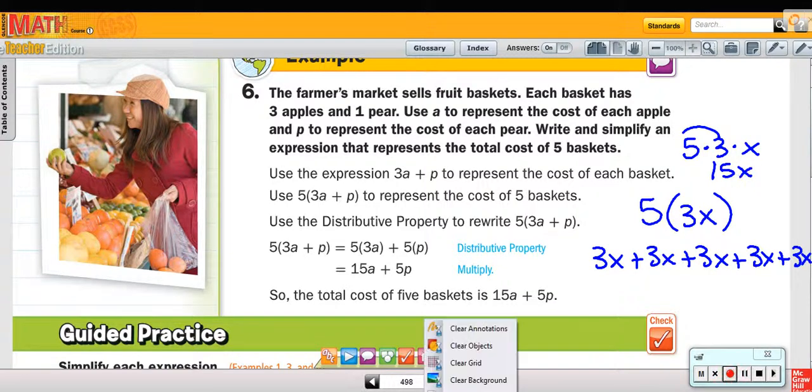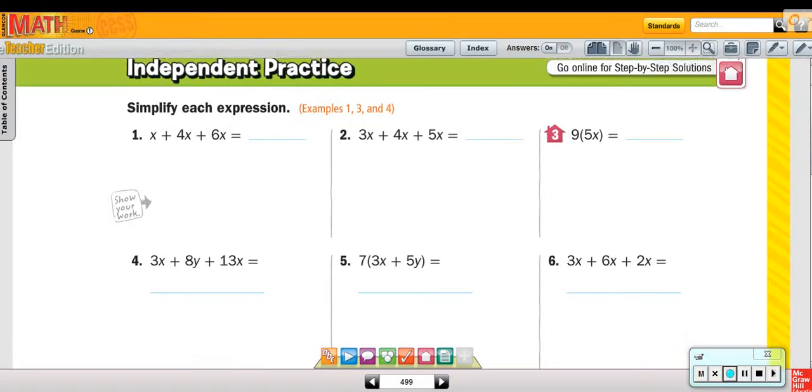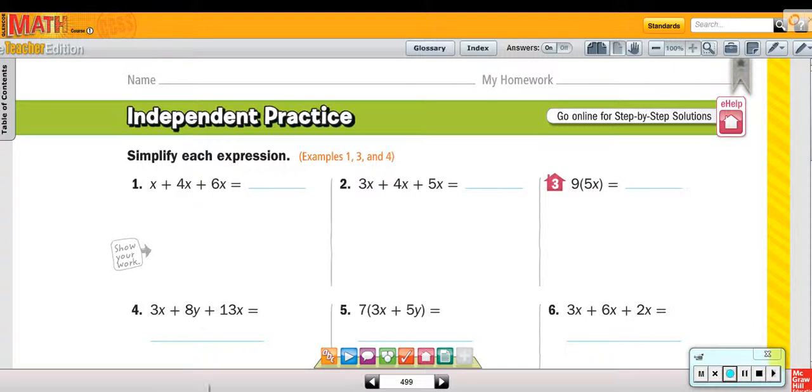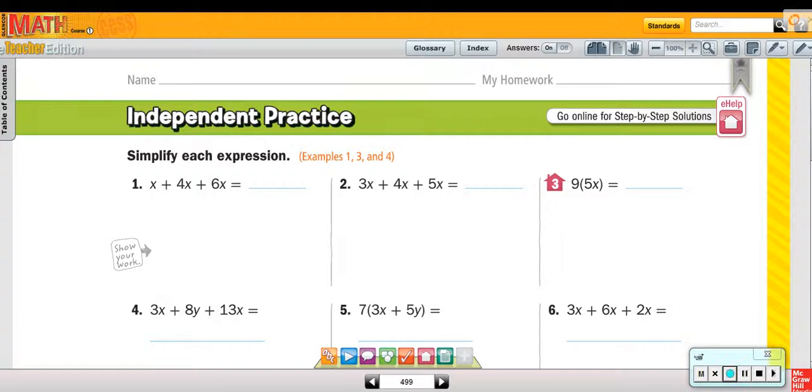Great question. All right, for homework, what you're going to try for me is page 499. On this page, I want you to do questions 1 through 11, but skip number 10. If you want to try number 10 for an extra credit point, you may. It is a bit of a bonus question for sure. When you get to the word problems, don't forget you have to write and simplify. The first 6 shouldn't take you very long because it's just simplifying those expressions. All right? You may get to work. That is due on Monday.